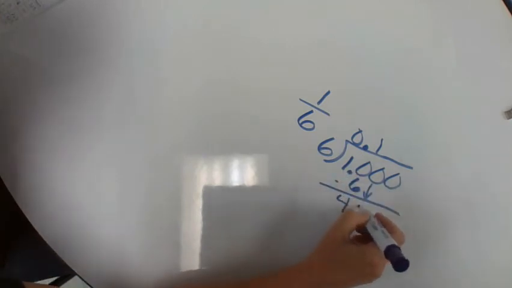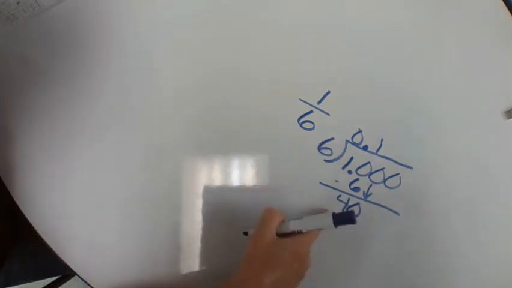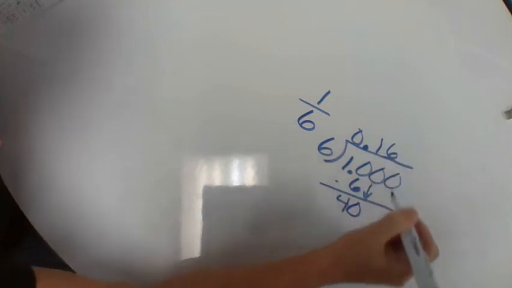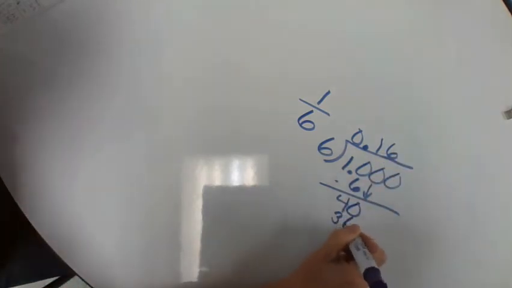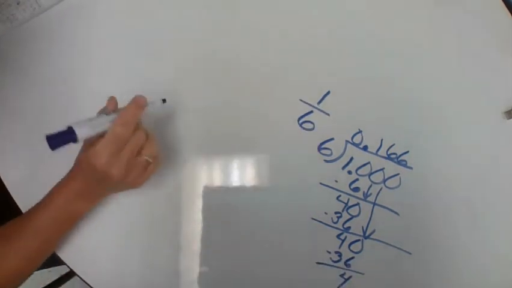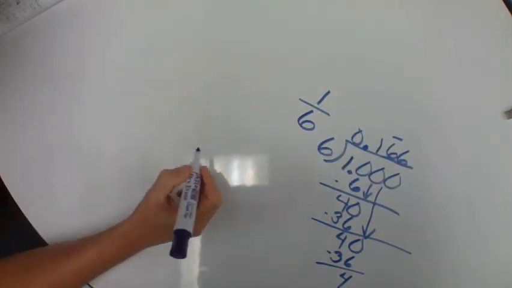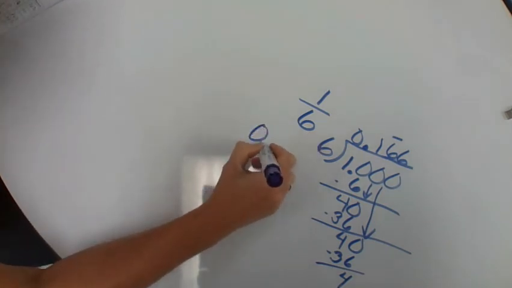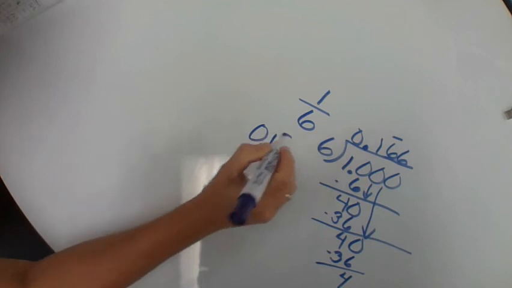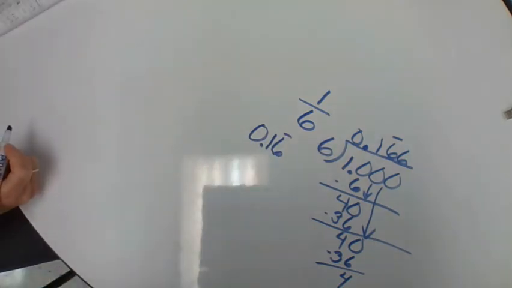I'm going to bring down the next 0. 6 goes into 40 6 times. 6 times 6 is 36. I'm going to subtract 40 minus 36 and get a 4. Bring down the 0. We're going to notice that this is going to continue this pattern of getting 36 every time. It'll never end. So we can stop dividing and just put a line over the 6 to show that that's a repeating decimal. 1/6 is equivalent to the decimal 0.16 with a line over the 6 to show that it is repeating.